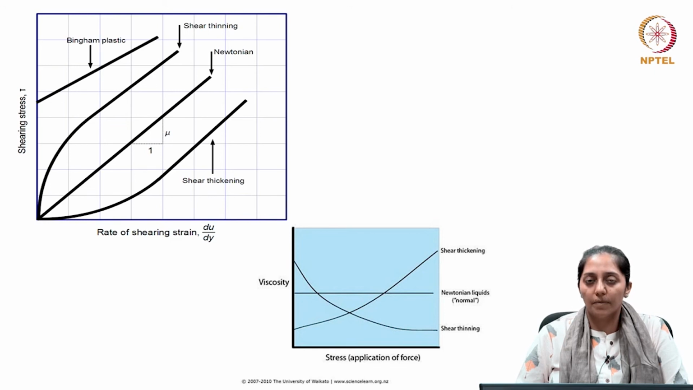You can find that in shear thinning liquids, the viscosity will go down as the stress keeps on increasing. Similarly, in shear thickening, the viscosity will keep on increasing as the shear stress is increased. Whereas for Newtonian fluids, in the same plot of viscosity versus stress, the viscosity would be a straight line parallel to the x-axis, which is the shear stress.